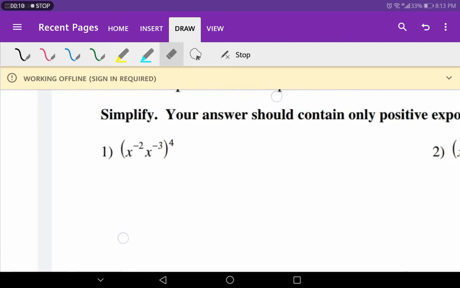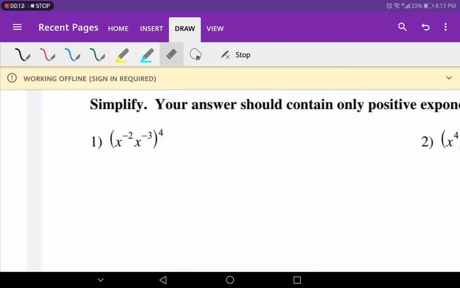For example, this one, my dear student, let us do it. It is x with negative 2 and x with negative 3. So what is inside the parentheses? We have the same base, so we just add the powers here. It is negative 2 and negative 3. Clearly it is negative 5. This is the first step. So x with negative 5.